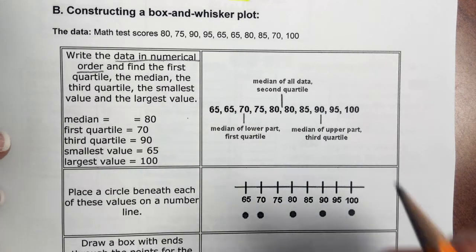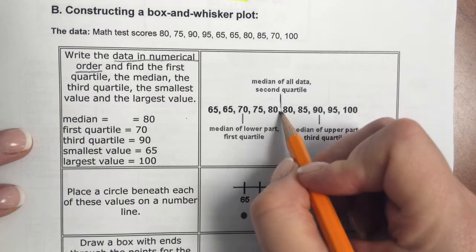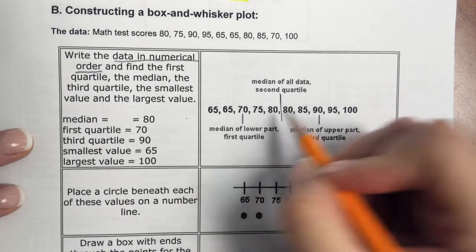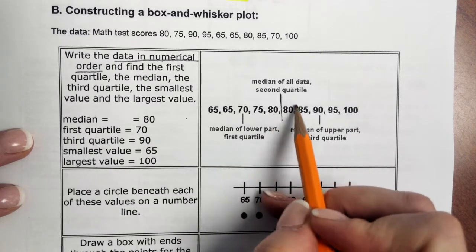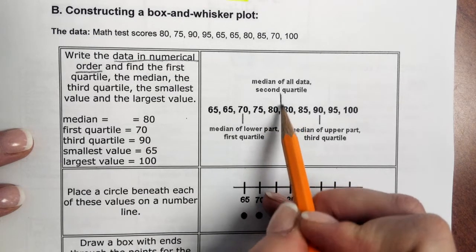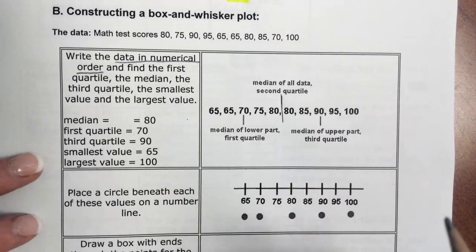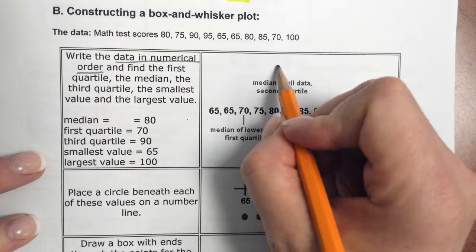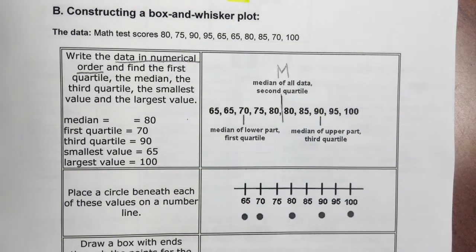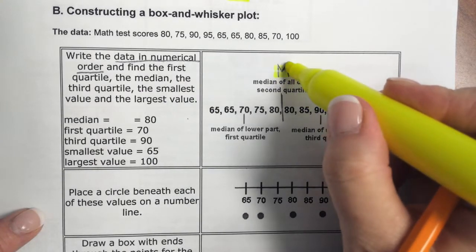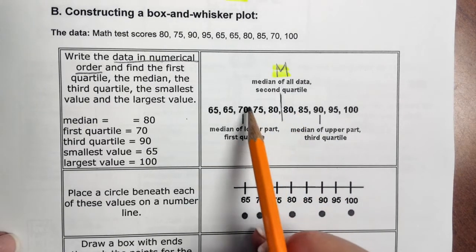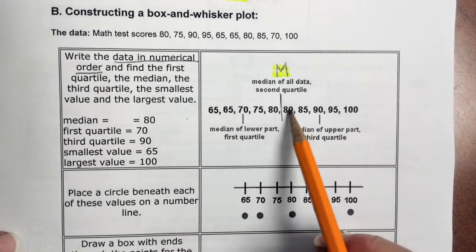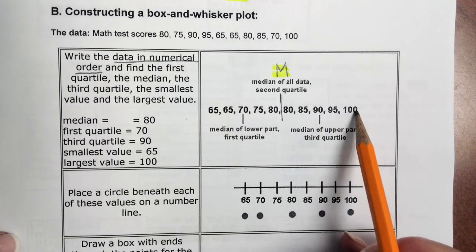So the median of all the data technically falls between the 2 middle numbers. You would normally average these 2 middle numbers, and the median goes between them. Because they're the same, it's still 80. So that would be our M for median. Let's highlight that, because that's how it'll show up on our calculator. Then we have 5 pieces of data below and 5 pieces of data above.